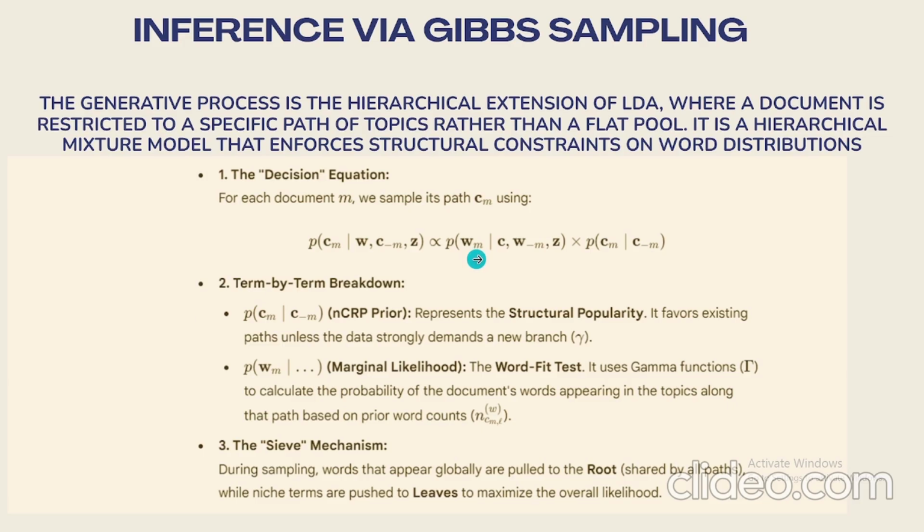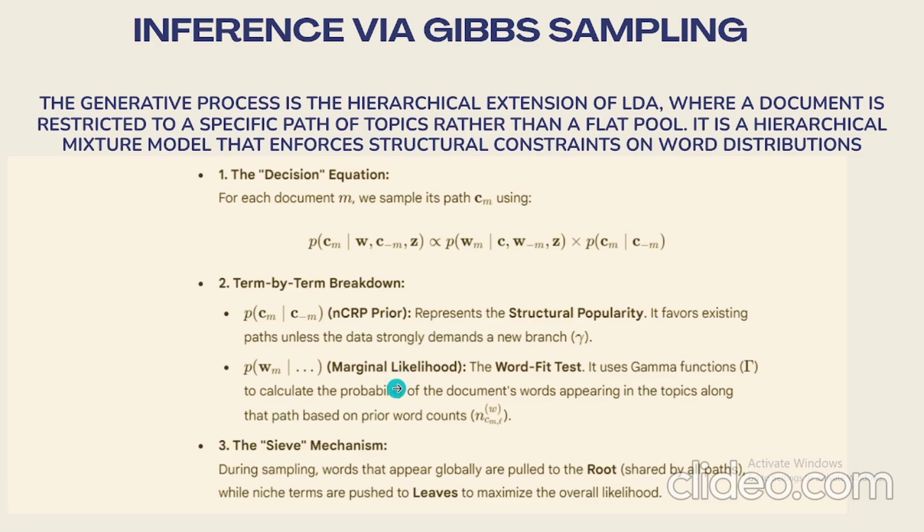the nCRP prior, the probability of c_m given c_(m-1). This is the formula. This is the nCRP prior. It tells us whether a given path is a popular path, in normal language, or in definition language it tells us the structural property. It favors existing paths unless the data strongly demands a new branch, gamma.